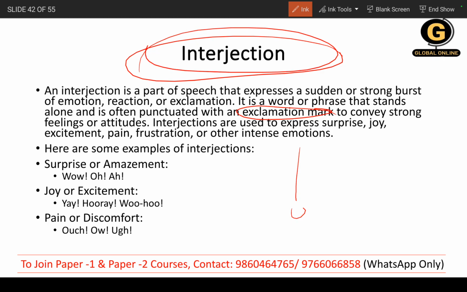For example, sudden expressions or sudden emotions, outbursts of sudden emotions. For example, it can be surprise, joy, excitement, pain, frustration, or other intense emotions. Okay, for example, you'll say wow, you'll say hooray. If you have won something, you'll say hooray. If you got hurt, you'll say ouch. Okay, so that way it's an interjection. And one more thing that you need to remember, that the exclamation mark is there.